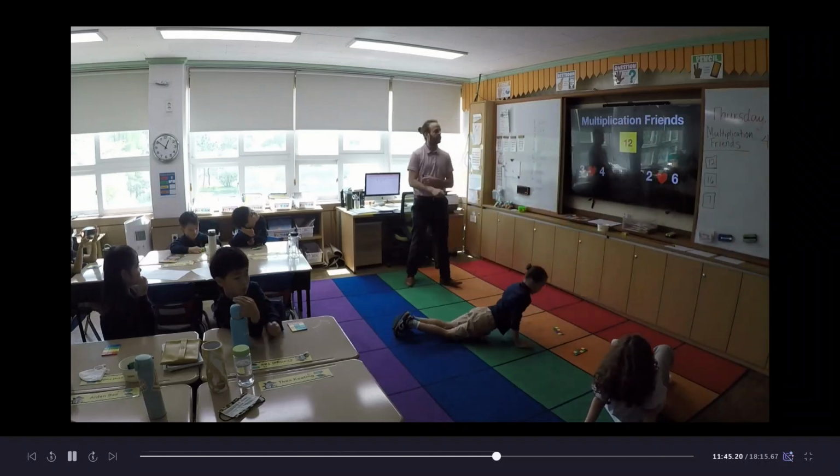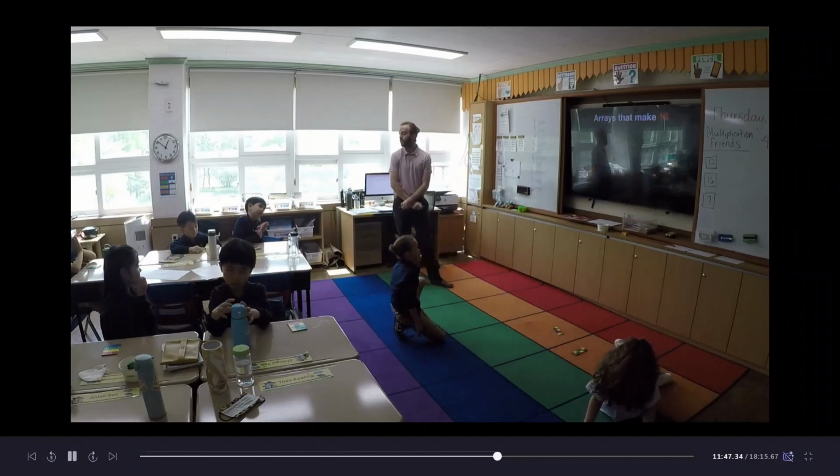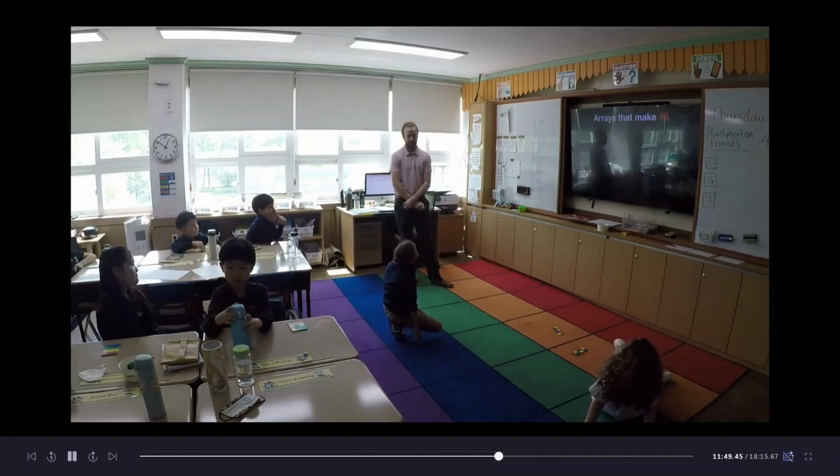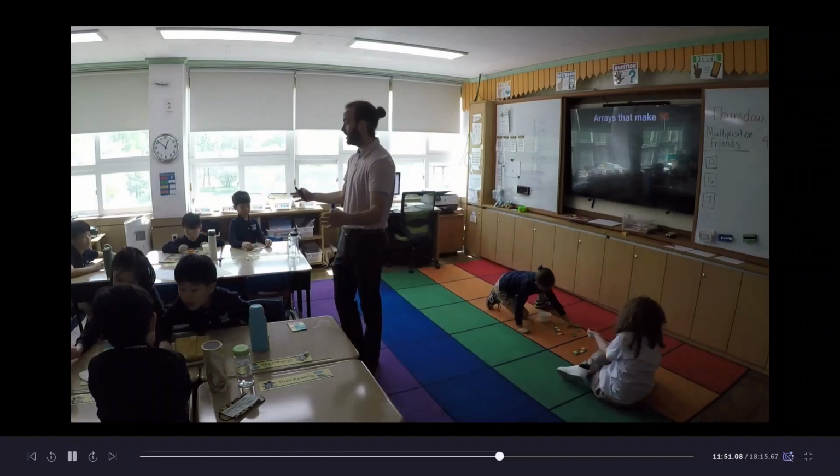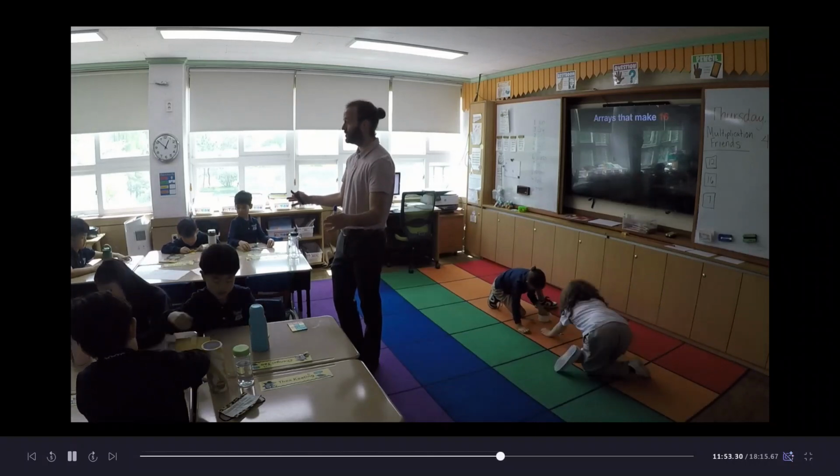Let's do one more, and then we're going to move on to the array activity, where you can design your own city. One long line of 16. Okay? One long line of 16. Ready, set, go.